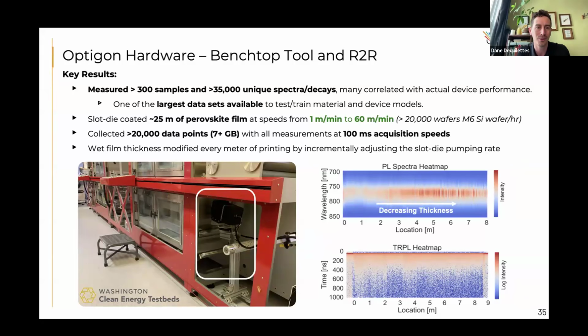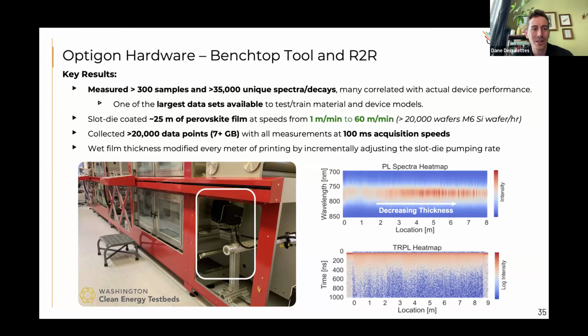So on the benchtop tool, we've actually measured over 300 samples from various collaborators, companies, and academic groups, and collected over 35,000 unique spectra and decay traces. A lot of this has actually been correlated with actual device performance. So we believe it's one of the largest data sets that's been generated to test and train different material and device models. So that's very exciting to have access to this data.